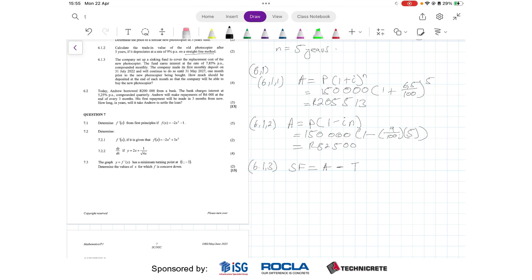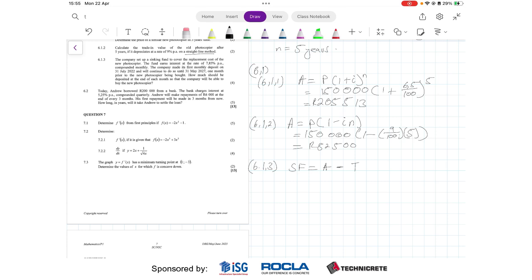Now we are told that the fund earns interest at a rate of 7.85% per annum, compounded monthly. The company made its first deposit on 31 July 2022 and will continue to do so until 31 May 2027, 1 month prior to the new photocopier being bought. How much should be deposited at the end of each month so that the company will be able to buy a new photocopier? All right.